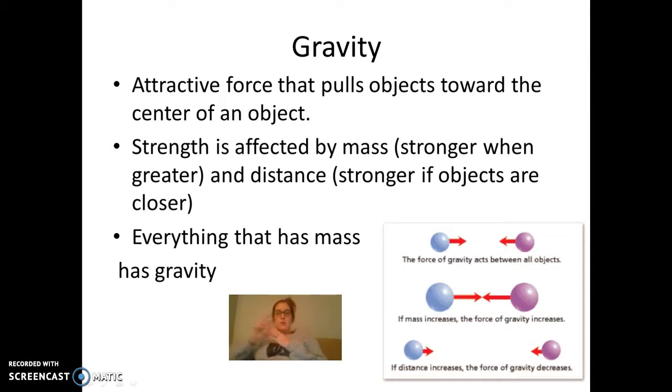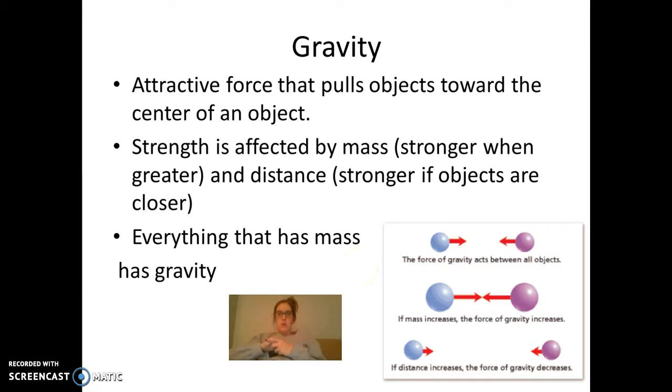Okay, there are 2 ways that you can affect the strength of gravity. It's stronger when objects have a greater mass, or if they're closer together. So if you want to increase the gravity, you would need a greater mass, or to push things closer, which you can see in this picture here. Everything that has mass has gravity.